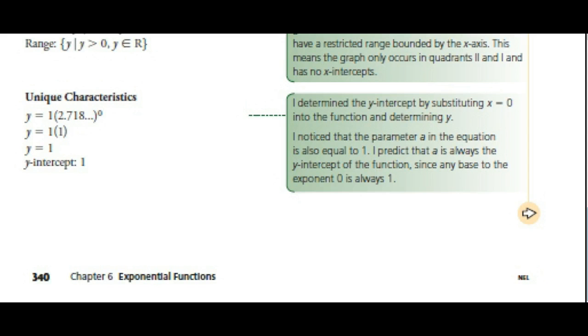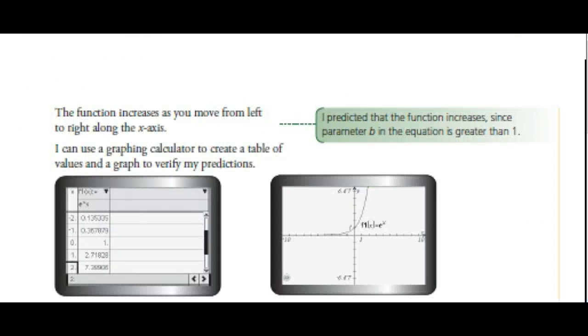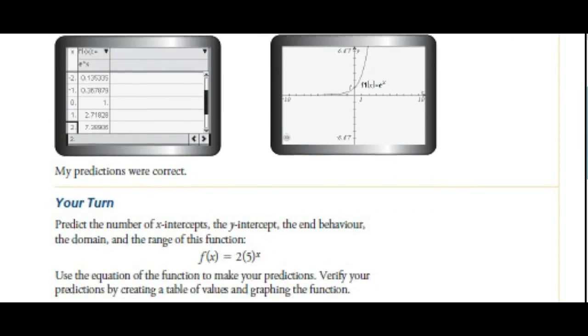It's growth because the b value is greater than 1. And then it's got the characteristics of a growth function, right? Quadrant 2 to Quadrant 1, increasing. The y-intercept will be 1. It would be between 2 to the x and 3 to the x because e itself is between 2 and 3, right? So we know where that falls because we looked at that yesterday.